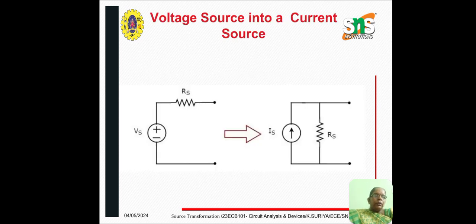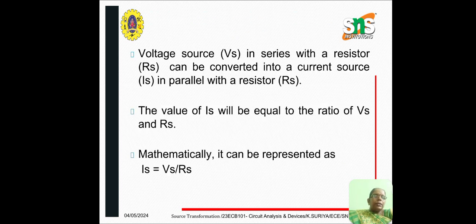This is a diagram where it shows the voltage source converted into a current source. We know that the voltage source is drawn in series with the resistor and the current source is drawn in parallel with the resistor. So when we convert a voltage source in series with the resistor into a current source, we want to draw the resistor in parallel to the current source. So voltage source in series is converted into a current source in parallel. So Is is equal to Vs by Rs. We know that the value of the current is equal to the ratio of voltage to resistor.